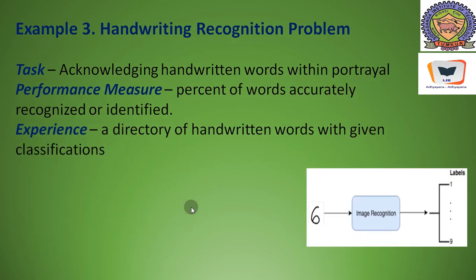Example 3 is a handwriting recognition problem. Here the task is recognizing handwritten words within a portrayal, or identifying a letter or a word which has been formed out of different letters or different alphabets. The performance measure could be the percentage of words accurately recognized or identified. Experience should be a repository or a directory of handwritten words with given classifications.